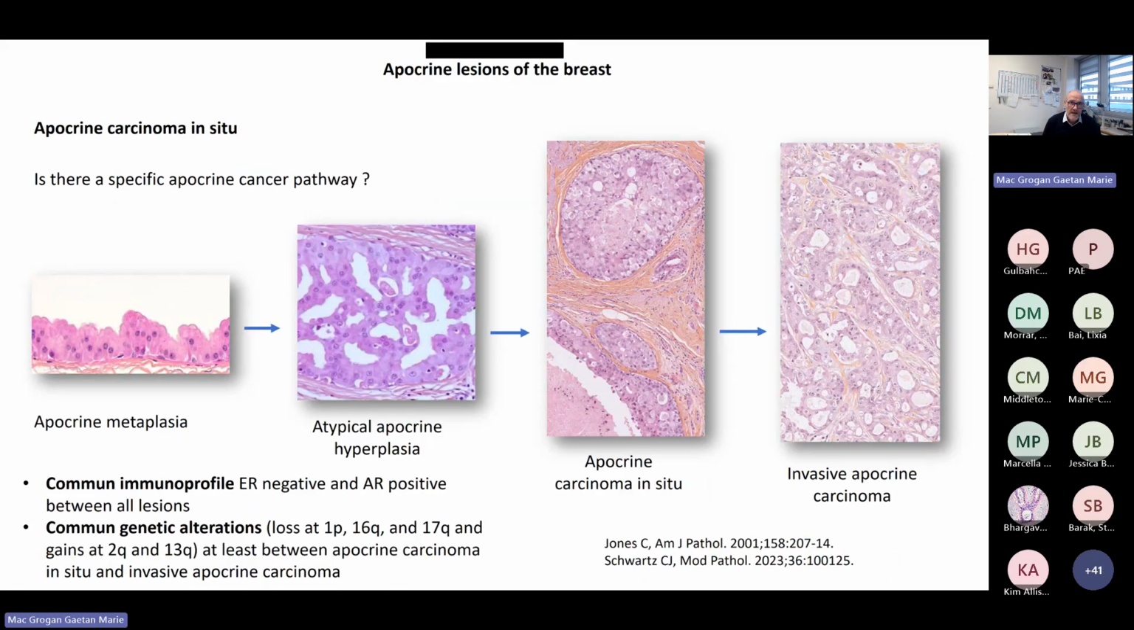So let's move on to apocrine carcinoma in situ. Is there a specific apocrine cancer pathway starting from apocrine metaplasia to invasive apocrine carcinoma with intermediate steps such as atypical apocrine hyperplasia and apocrine carcinoma in situ? Well, I think there is a specific apocrine cancer pathway because there's a common immunoprofile, ER negative, AR positive, between all these lesions. And there were common genetic lesions, at least between apocrine carcinoma in situ and invasive apocrine carcinoma, that were found, in particular in the study of Jones and Schwartz.